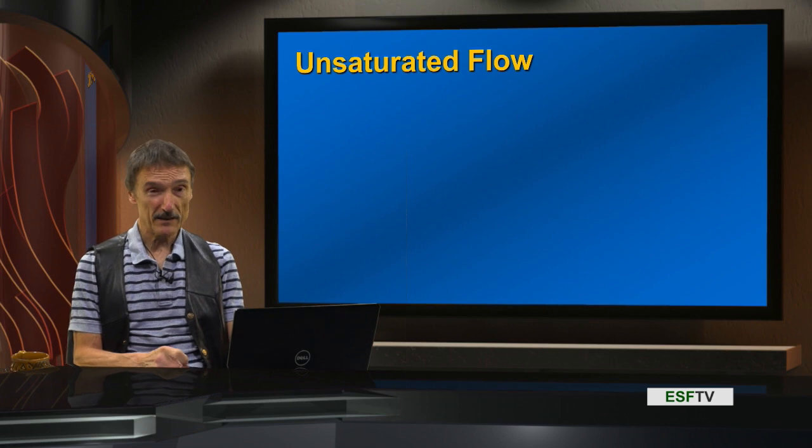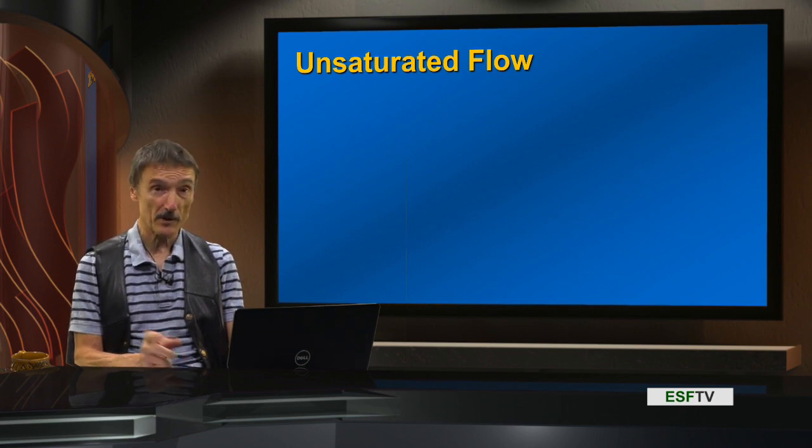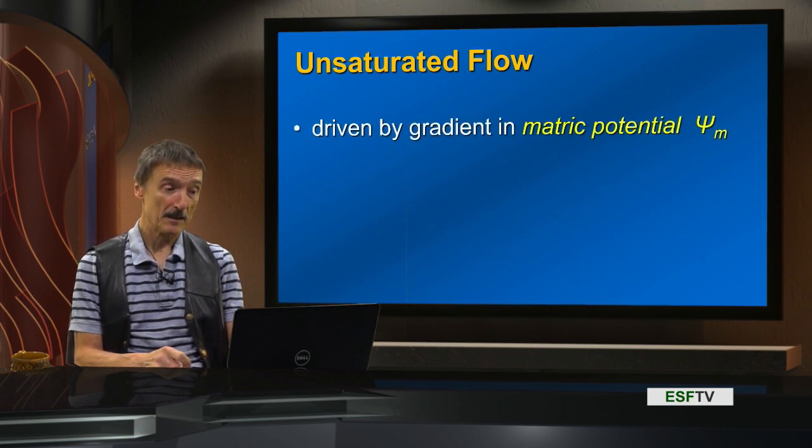And we stopped there, unfortunately, because we ran out of time, but now we have to cover the other piece of flow, and that's unsaturated flow. And this is driven by matrix potential. After all the gravitational water leaves, the soil is at field capacity, and now we're dealing with unsaturated flow. Water still moves, but at a much slower rate, as we'll see.